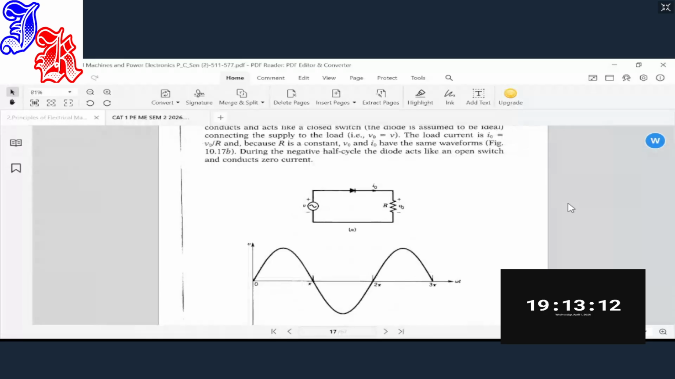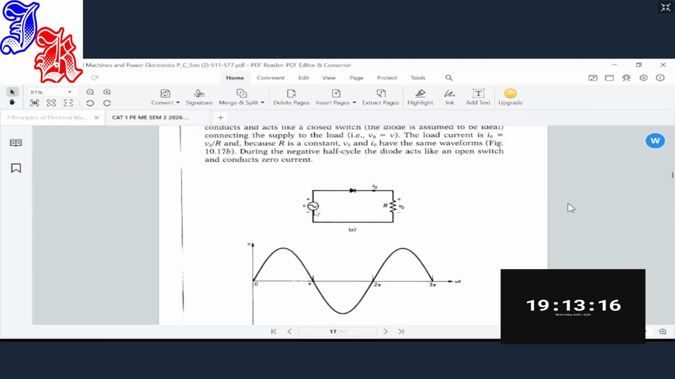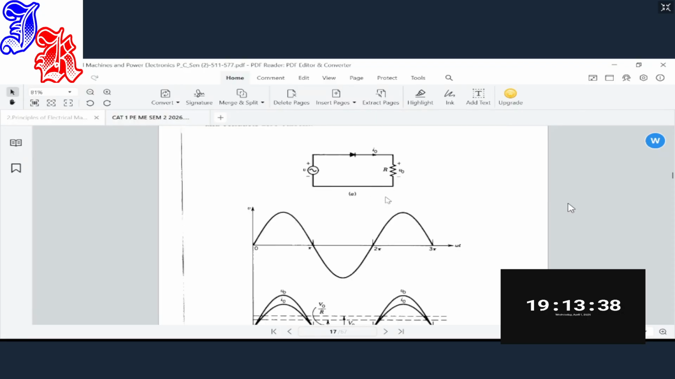So this is just a recap of what we saw during the last class we had, where we had this kind of circuit. This is the source, and this symbol shows that it is alternating current, positive and negative. So we have a positive cycle and a negative cycle. When we only have one diode, we only allow the positive cycle to pass. So it is only forward bias to the positive cycle, but it is reverse bias to the negative cycle.